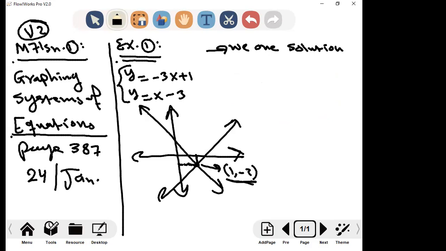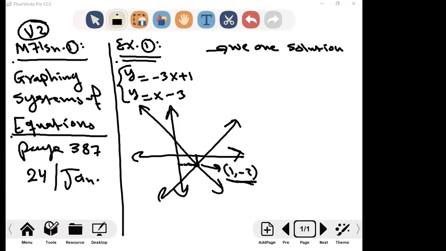The point (1, -2). This is the solution. This is one solution, not two solutions, okay? But therefore, the system is what? Consistent and what? Independent. Consistent means it has a solution, and independent means it has only one solution. Do you understand?